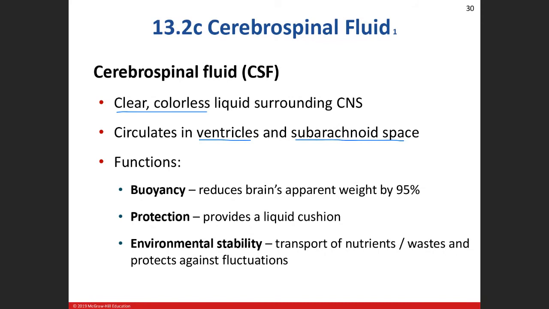A couple of functions. This is one of my favorite stats in this class: it provides buoyancy to the brain and reduces the brain's weight by 95%. I would love for that to do that to my overall weight, and I could jump really high, but I don't have that luxury, right?